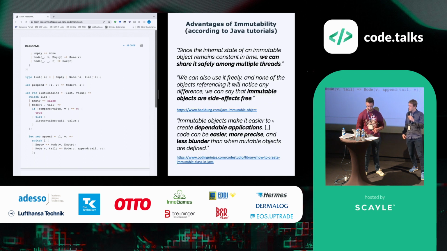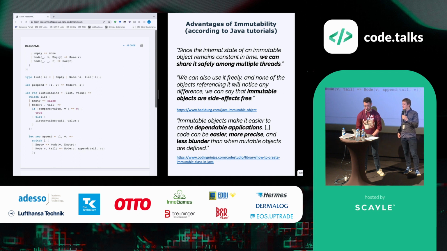So now let's go one step further maybe. Let's revisit the advantages of immutability and think about why we may still want to have immutable objects. I just copied this from some Java tutorials. Since the internal state of an immutable object remains constant in time, we can share it safely among multiple threads. As you probably know, the Java collections are not thread safe. If you want to use them in multiple threads, you have to either have proper locking on the functions with some object you synchronize on, or you have to put a synchronized wrapper, which drastically reduces your performance.